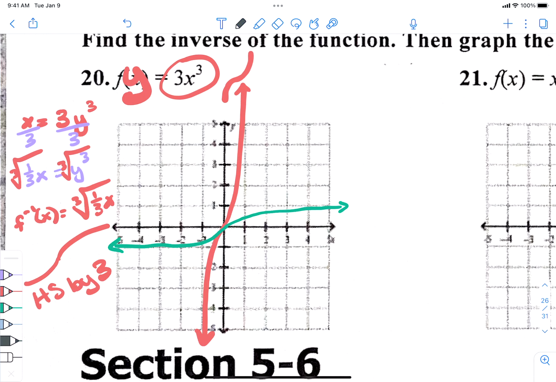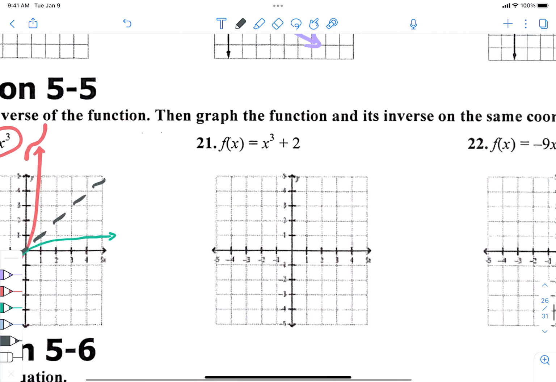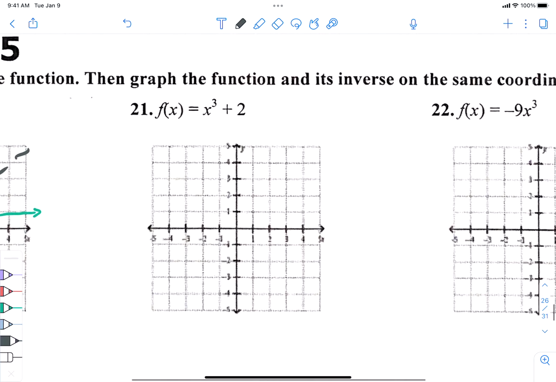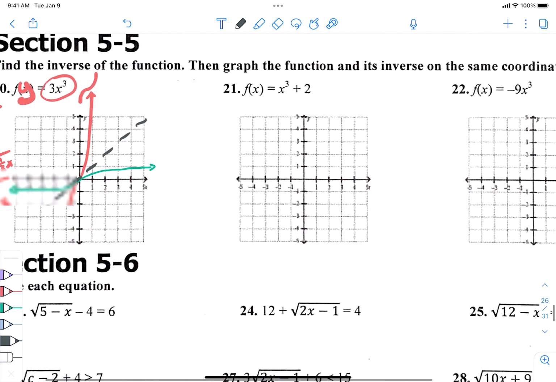Now does he look like he's flipped? Yeah, I think so. I mean, my drawing's not great, but whatever. Happy with that? Okay. All right, you try the next ones. See how that works? I think these next two. 22 is going to be very similar to that. 21 is going to be a little easier.